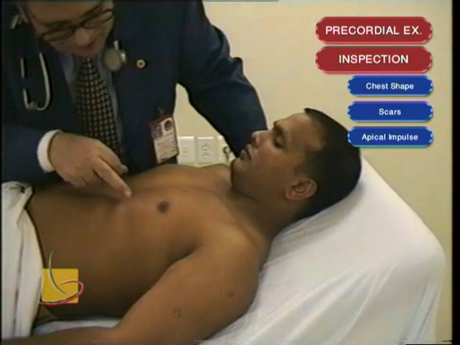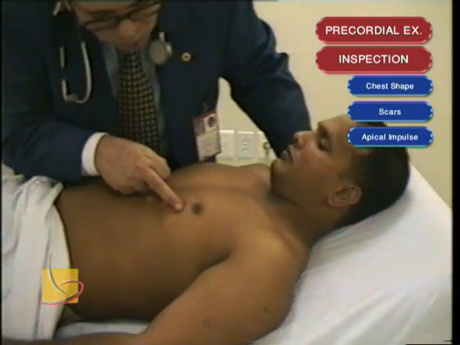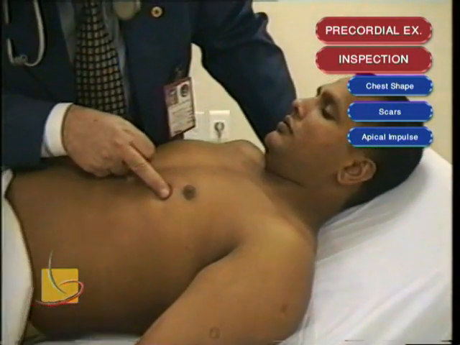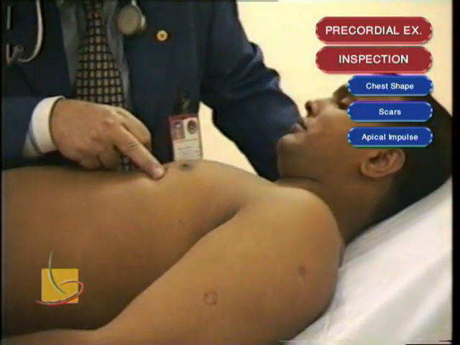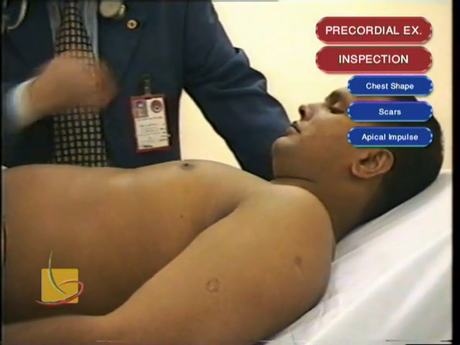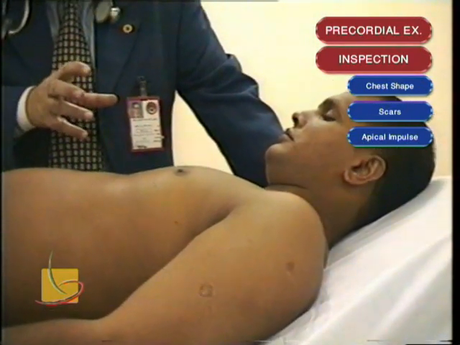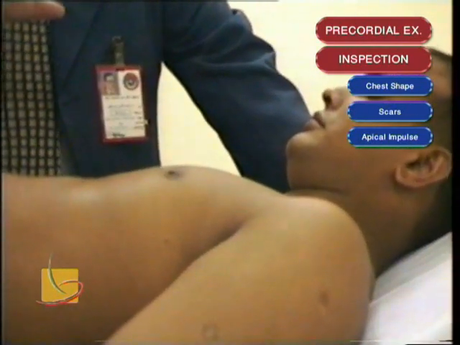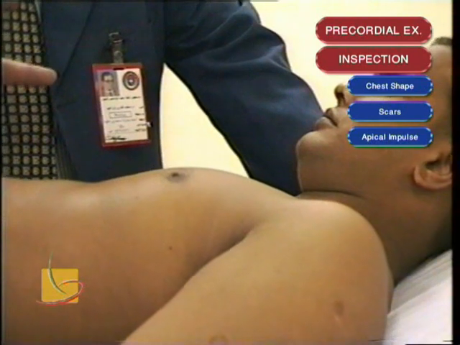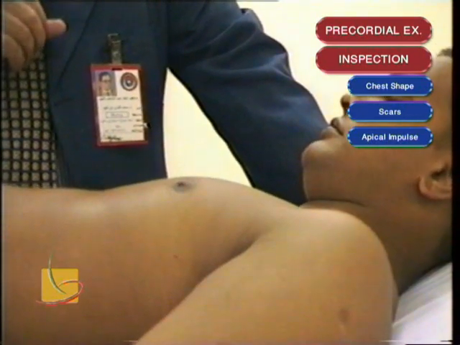I can see the apical impulse in this place. This place is just below the left nipple. It is in normal position. It's not displaced by rough inspection. But we'll verify its real position once we start palpation.